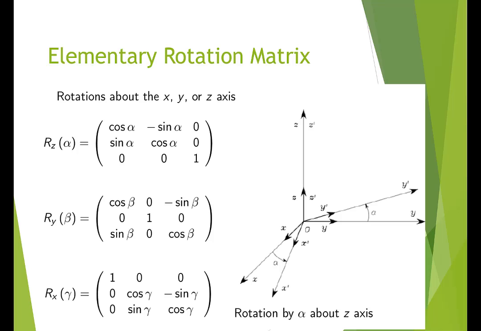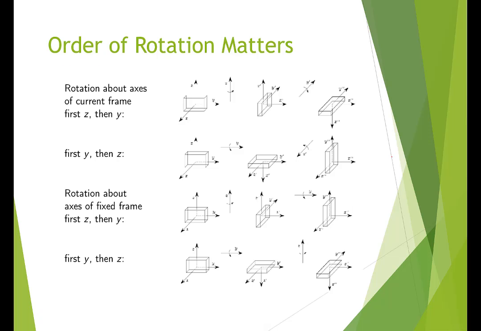We have three elementary rotation matrices for rotation around Z, Y, and X. And any rotation can be described by multiplying these. It's composed of one, two, or all three of these elementary rotation matrices. But how can we combine these? This will give us a bit of insight into combining rotation matrices.